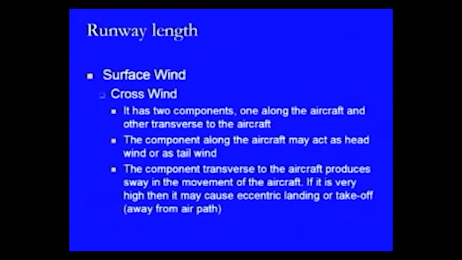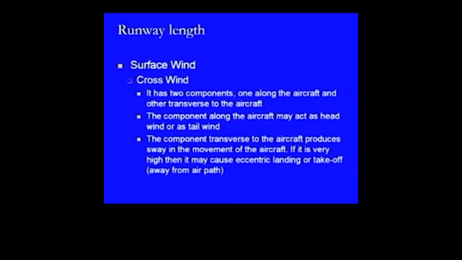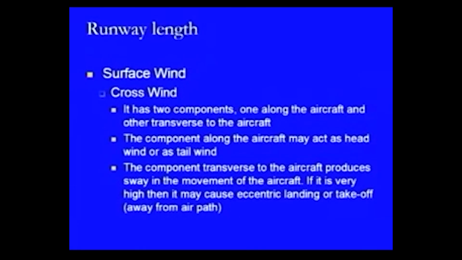Similarly, we have to understand the effect of the crosswind. In this case it has two components, one along the aircraft and another transverse to the aircraft. And the component which is along the aircraft may act as a headwind or as a tailwind depending on the angle at which that wind is attacking the aircraft or the flight path of that aircraft. Accordingly, there will be the effect that we have seen as a headwind or a tailwind.